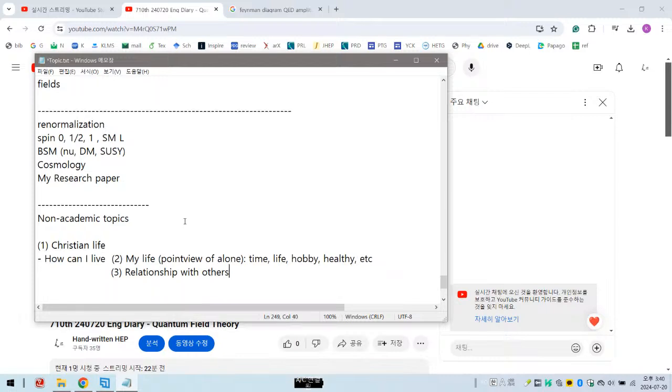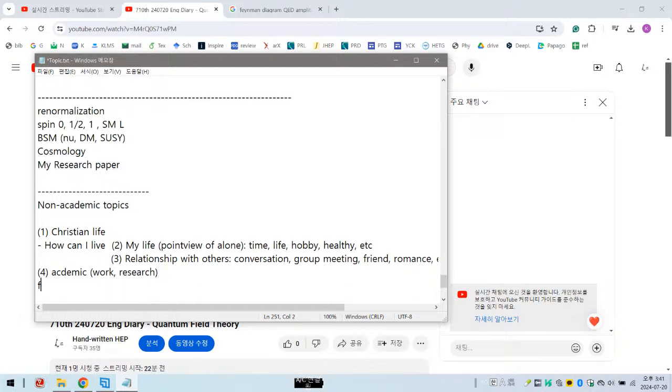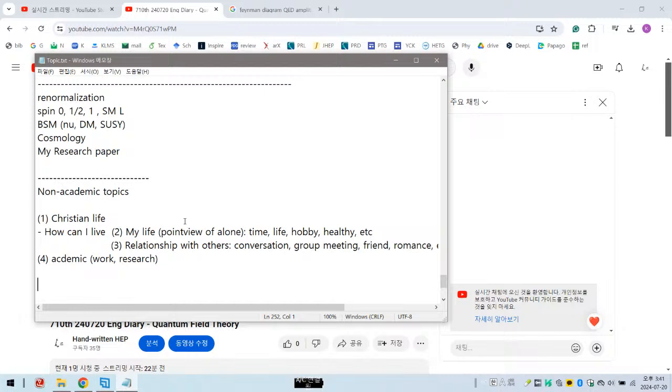How can I make a story with other people, some conversation, or some meetings with many people, like group meetings, or how can I manage my relationships, or some romance, etc. And I already talked about the academic, that's my work or research. So first of all, in these 4 points of view, I will talk about various topics.